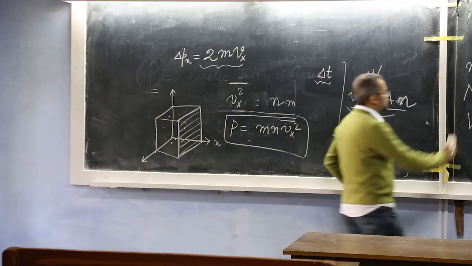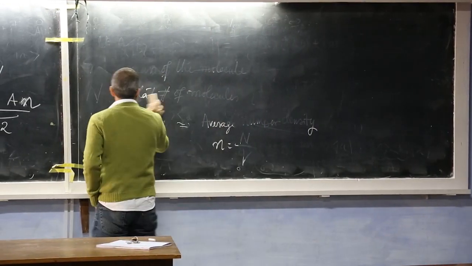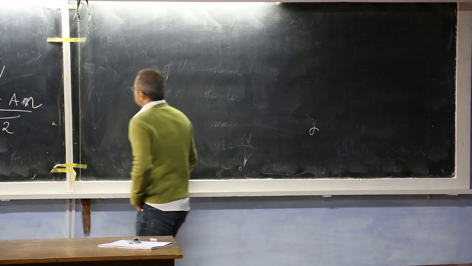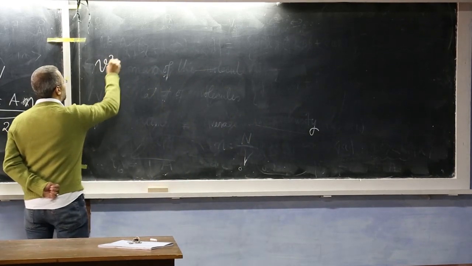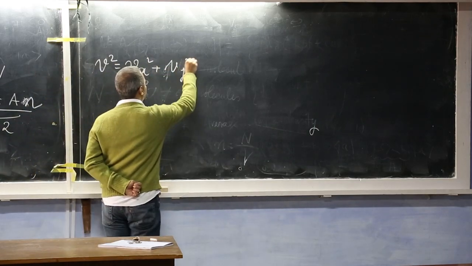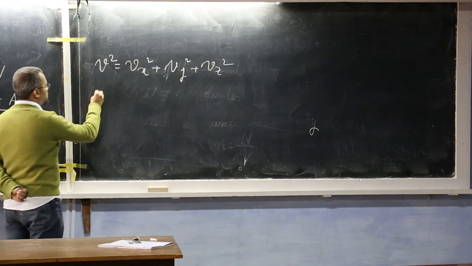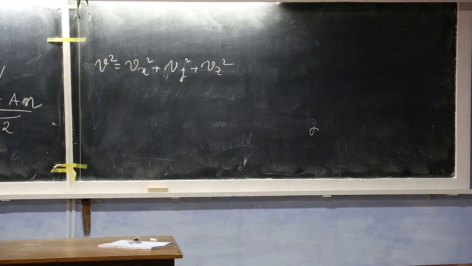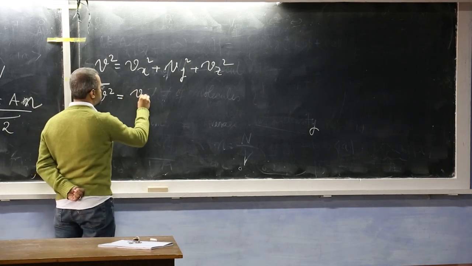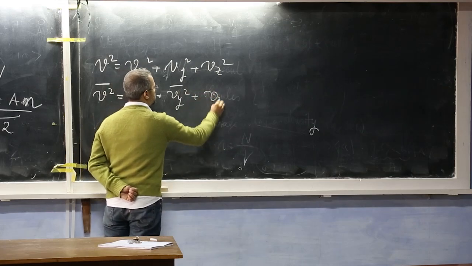Now we have only considered the x direction, but the velocities are directed towards all the directions. So you have v square, which is vx square plus vy square plus vz square, and we are interested in the average of vx square. So if we take the average of v square, this is equal to average of vx square plus average of vy square plus average of vz square.